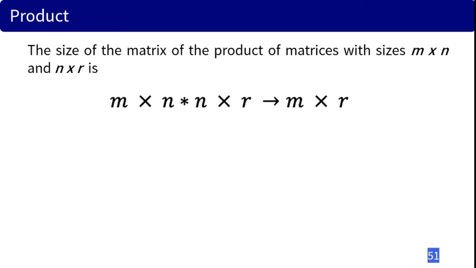The size of the product of matrices with sizes M by N and N by R is equal to the number of columns of the first matrix and the number of rows of the second matrix. Okay, hence this relationship.